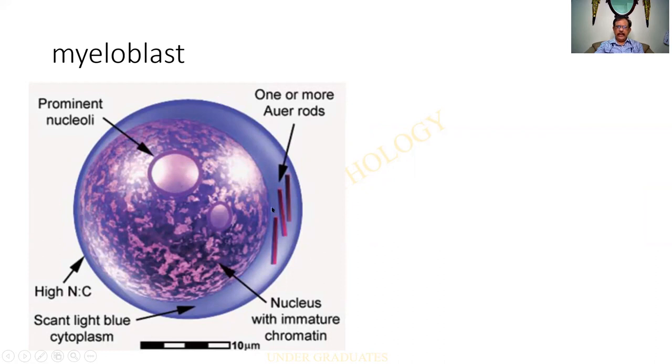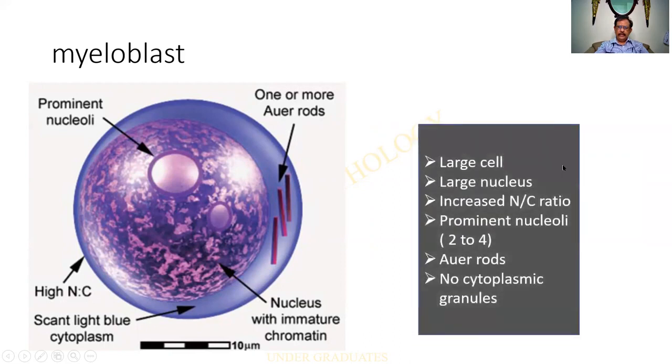And in addition, the cytoplasm has got inclusions called the Auer rods. Increased NC ratio, large nucleus, prominent nucleoli, and a large cell, about 3 to 5 times the size of the RBC. This is classical of a myeloblast. 2 points in there will be the nucleoli in increased number, presence of Auer rods. So this is a description. I would like you people to kindly see this.